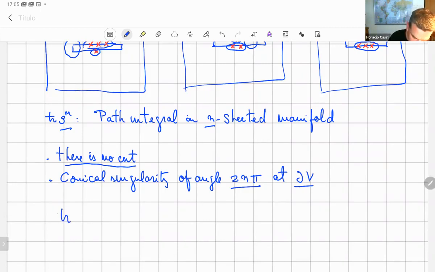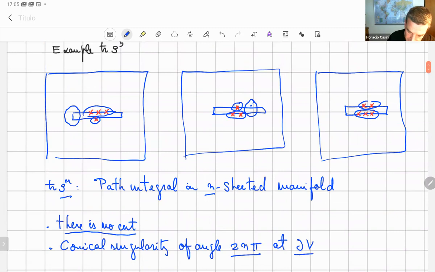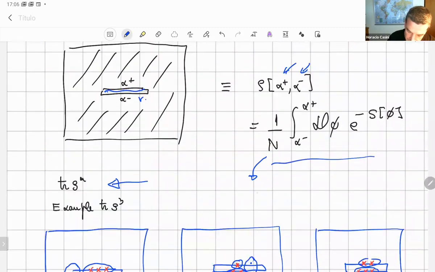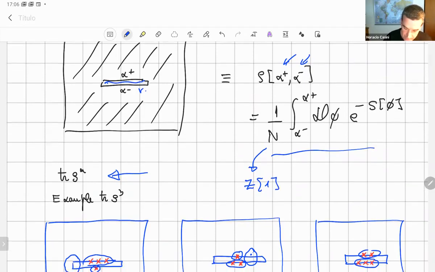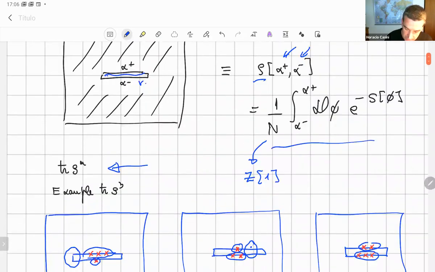And then we can write the trace of rho to the n as equal to the partition function on an n-replicated manifold divided by the partition function in the Euclidean plane to the power n. This is just a normalization, because this is the normalization of the density matrix just to have trace 1. This is just a partition function for one sheet in the Euclidean plane without any cut. So if you produce powers of the density matrix, we'll have powers of this normalization.